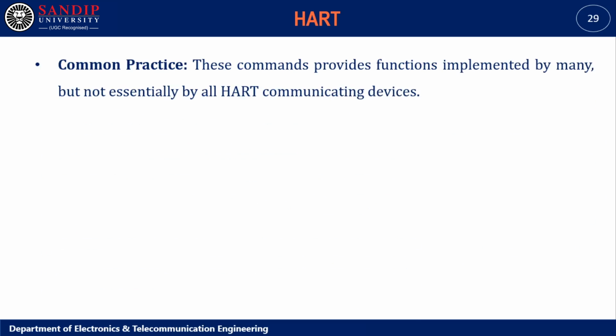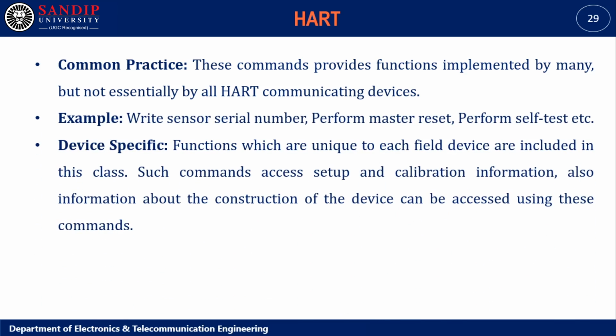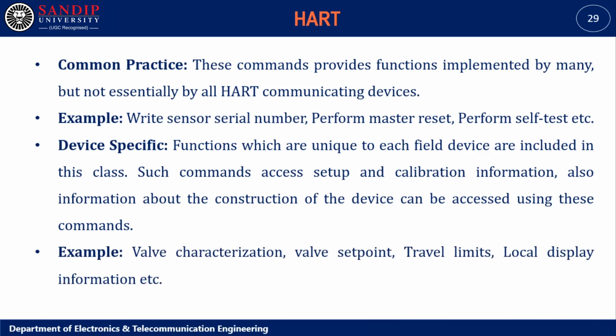Common practice. These commands provide functions implemented by many but not necessarily by all HART communicating devices. For example, write sensor serial number, perform master reset, perform self-test, etc. Device specific. Functions which are unique to each field device are included in this class. Each command accesses setup and calibration information. Also, information about the construction of the device can be accessed using these commands. Example, bulk characterization, bulk set points, travel limits, local display information, etc.